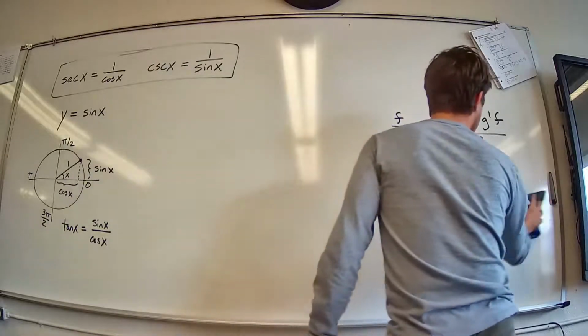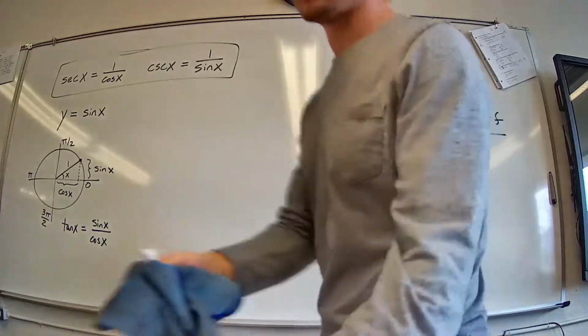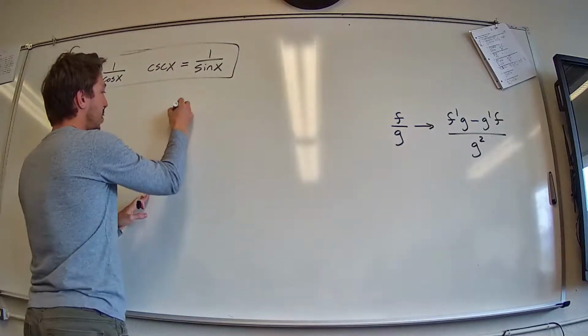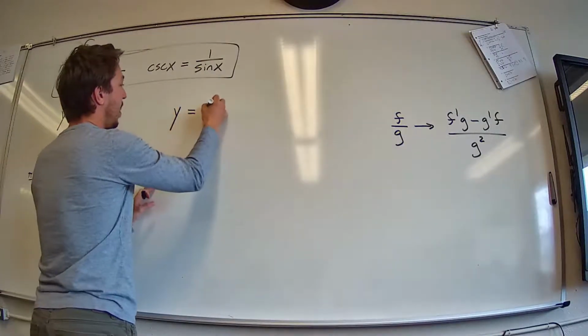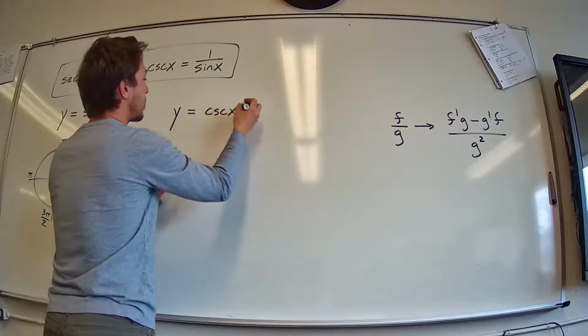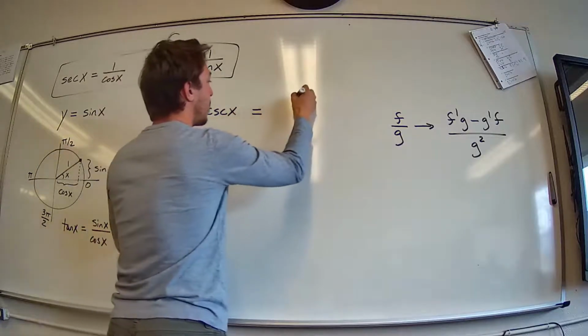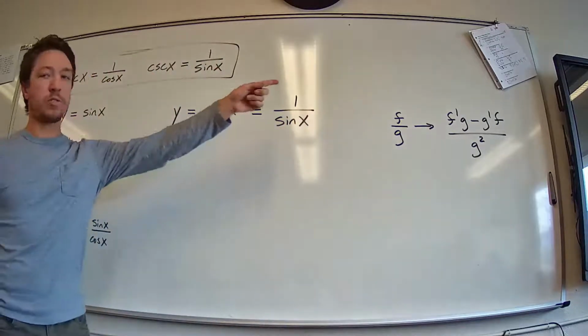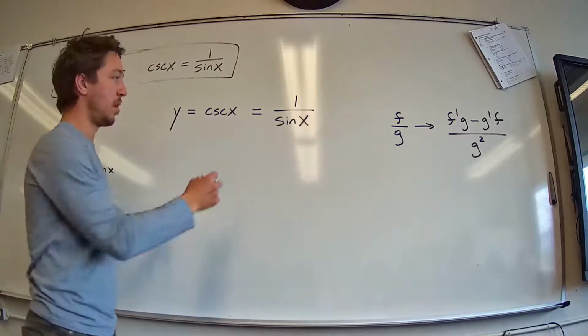Same thing, quotient rule question. If y is the cosecant of x, that's the same as saying 1 over the sine of x. Let's use the quotient rule again.